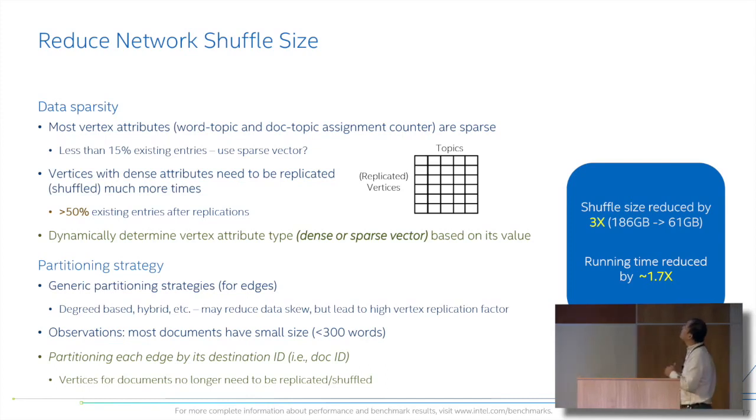So the result is that after those optimizations, we get about a 3x reduction in the data we shuffle, from 180 to about 60 gigabytes. At the same time, the running time is reduced by about 1.67x. So that's the network shuffle side.